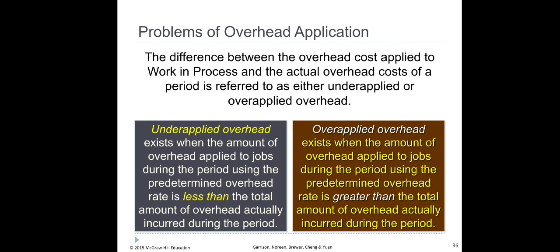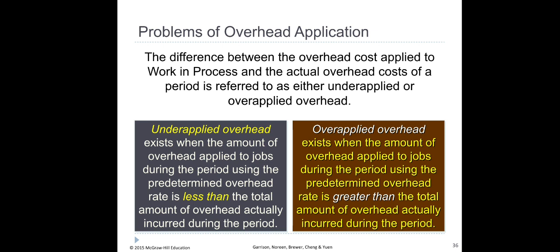And then see the gray box. Underapplied overhead exists when the amount of overhead applied to jobs during the accounting period using the predetermined overhead rate is less than the total amount of actual overhead incurred during the accounting period. So when the total applied overhead cost is lower than the actual overhead cost, we call the situation underapplied overhead.